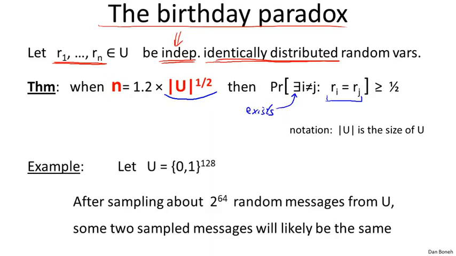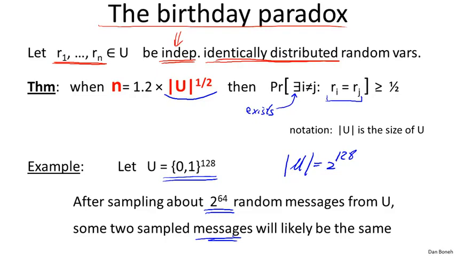So here's a concrete example that we'll actually see many, many times. Suppose our universe consists of all strings of length 128 bits. So the size of U is gigantic. It's actually 2 to the 128. It's a very, very large set. But it so happens that if you sample, say, around 2 to the 64 times from the set, this is about the square root of U, then it's very likely that two of your sample messages will actually be the same.